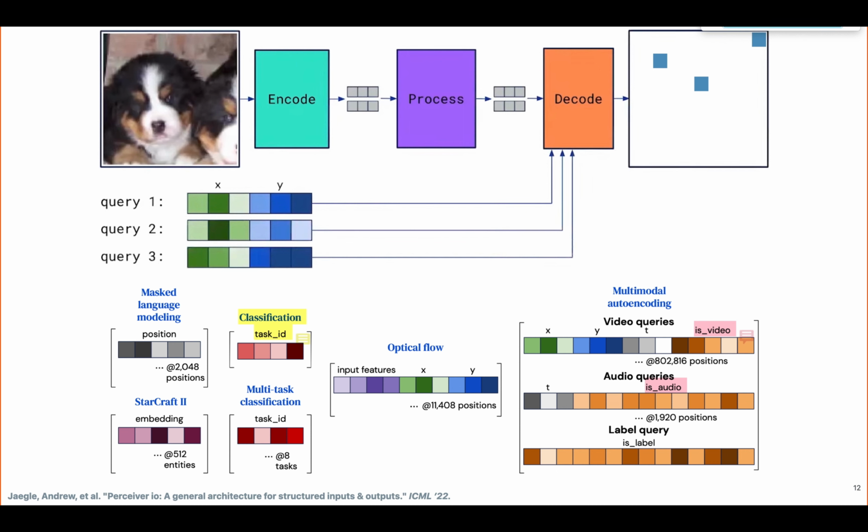The bottom part shows how we can query different modalities. The simplest one would be classification, because we just have a task ID. For multiple-task classification, we have multiple task IDs to query the classification output. For masked language modeling, we would have a bunch of positions. They also test on StarCraft, which is multitask training. For multimodal autoencoding, they introduce so-called modality-specific tokens, like is this video, is this audio, and so on. For audio, we have the time span. For video, we have both time and location.